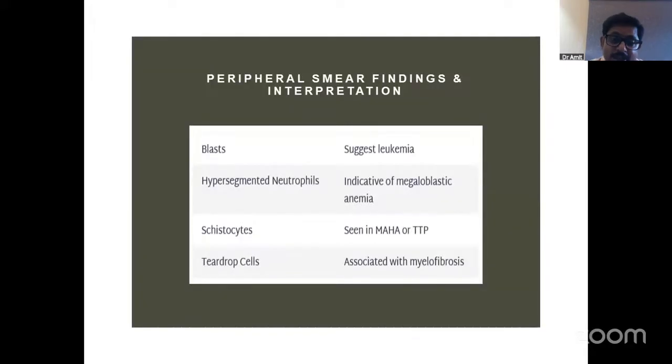Now, here is the interpretation. If you're seeing blasts, it suggests leukemia. If you're seeing hypersegmented neutrophils, start thinking of megaloblastic anemia. If you're seeing schistocytes, you should look out for microangiopathic hemolytic anemias or thrombotic thrombocytopenic purpura. Teardrop cells will again lead to a diagnosis of myelofibrosis.